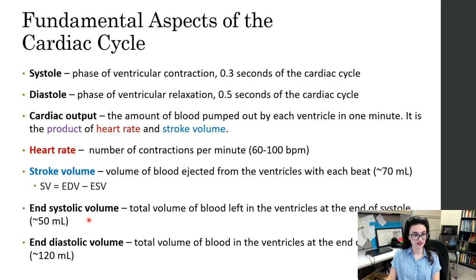Okay. All right, the end systolic volume is the total volume of blood left in the ventricles at the end of systole. Remember, systole is ejection. And end diastolic volume is the total volume of blood in the ventricles at the end of diastole, when the blood is filling.